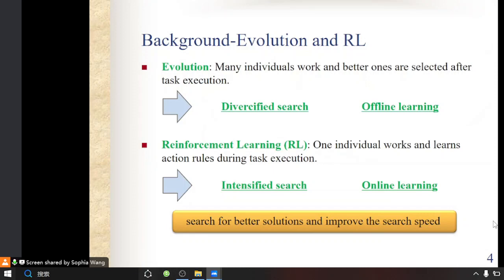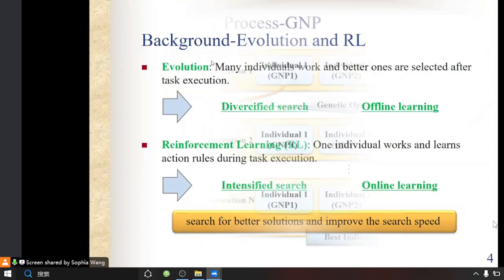And also I can combine the advantages of diversified search and intensified search. Because if you want to get the best solution, the best point for the portfolio allocation, and get it quickly, you must do the diversified search and intensified search at the same time. Diversified means a lot of points, but intensified means going very deep, and you can find it quickly. So search for better solutions and improve the search speed. So that's the background why I want to combine these two methods.